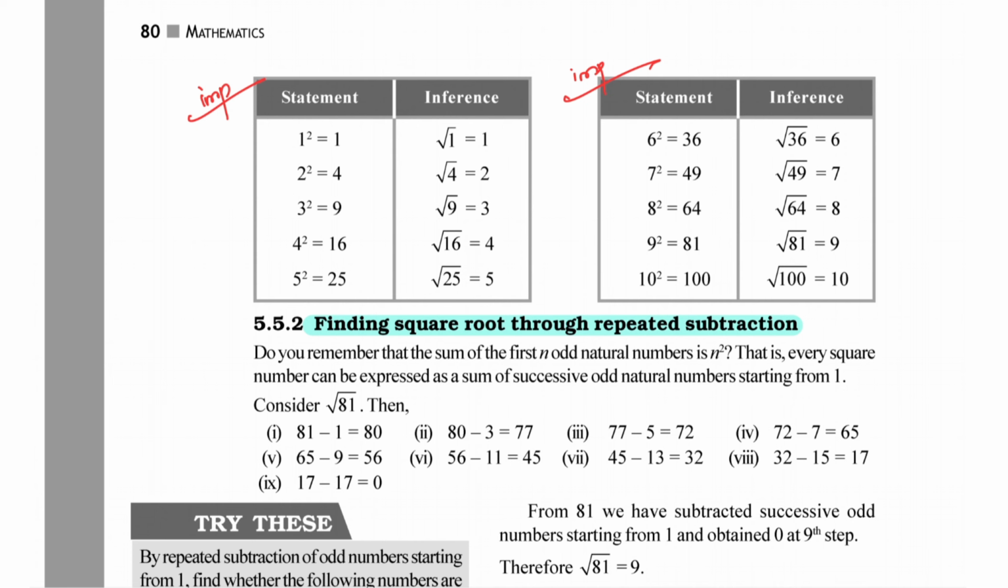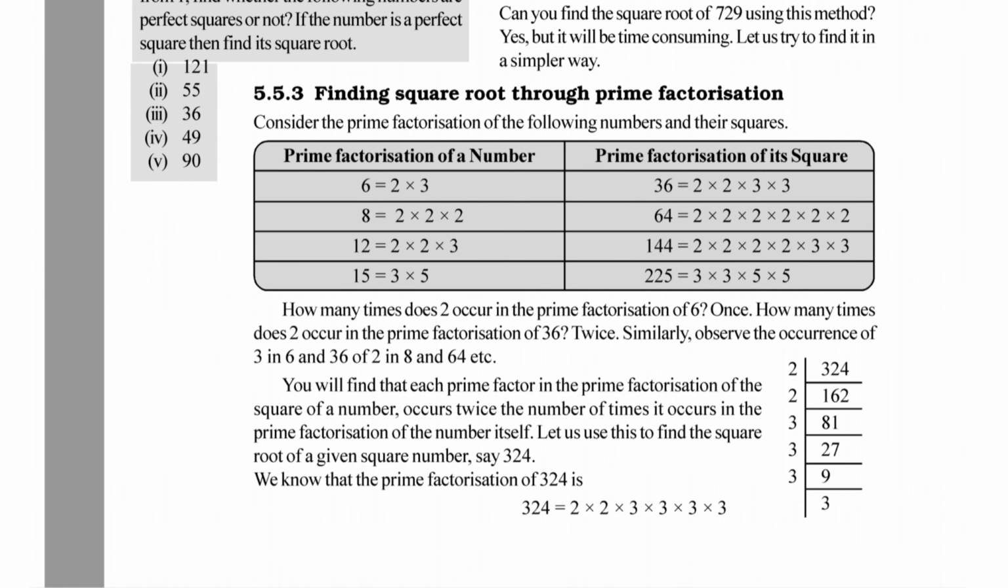There are various ways by which you can find the square root for a given square number. One method is by repeated subtraction. Second method is by the method of prime factorization. Third method is through division. So when you are preparing for a descriptive type of examination, you need to thoroughly understand and be able to solve problems on finding square root using all these methods.